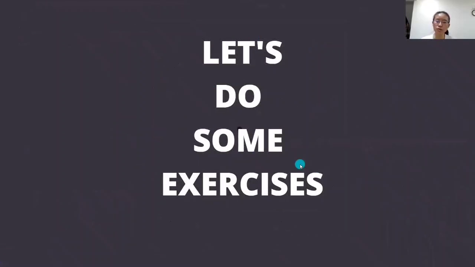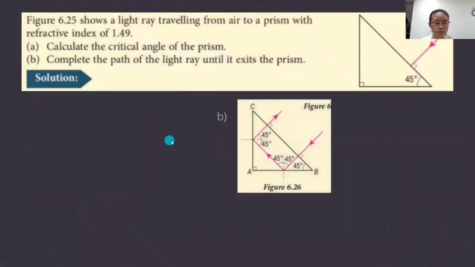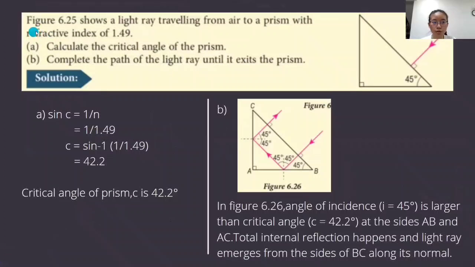Okay, now let's do some exercises. The first question: figure 6.25 shows a light ray traveling from air to a prism with a refractive index of 1.49. Calculate the critical angle of the prism and complete the path of the light ray until it exits the prism.